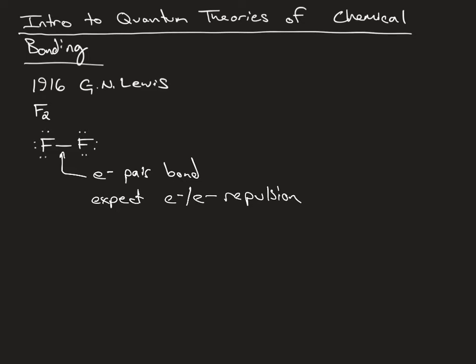It really took until the development of quantum mechanics in the 1920s, and then the application of quantum mechanics to chemical bonding in the 1930s and later, to explain the origins of this electron pair bond. In this video, I'm going to introduce you to the two main techniques that are used to describe bonding in molecules using a quantum mechanical approach. This is valence bond theory and molecular orbital theory.